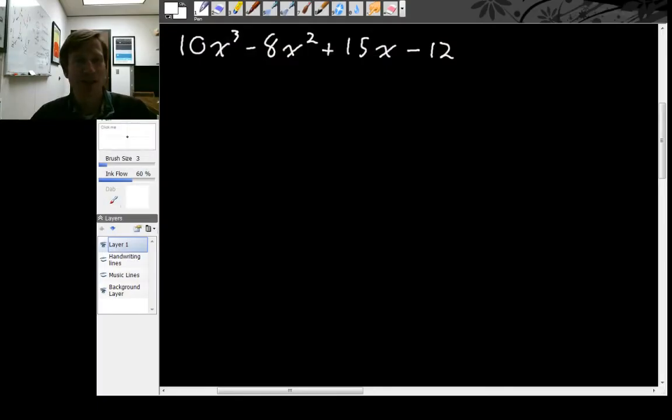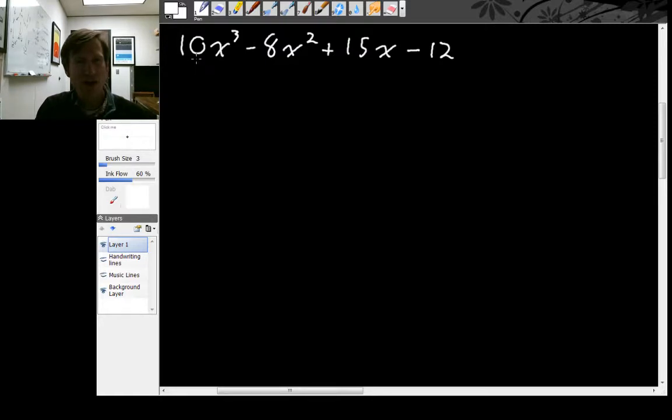Hi everybody. I had a couple people ask for some examples of factoring, so I wanted to show you how to do it. Here's one: 10x cubed minus 8x squared plus 15x minus 12, bit of a mouthful. With any factoring problem, the first thing you want to do is look for common factors. So look for some factor in each term that is common to all of the terms.